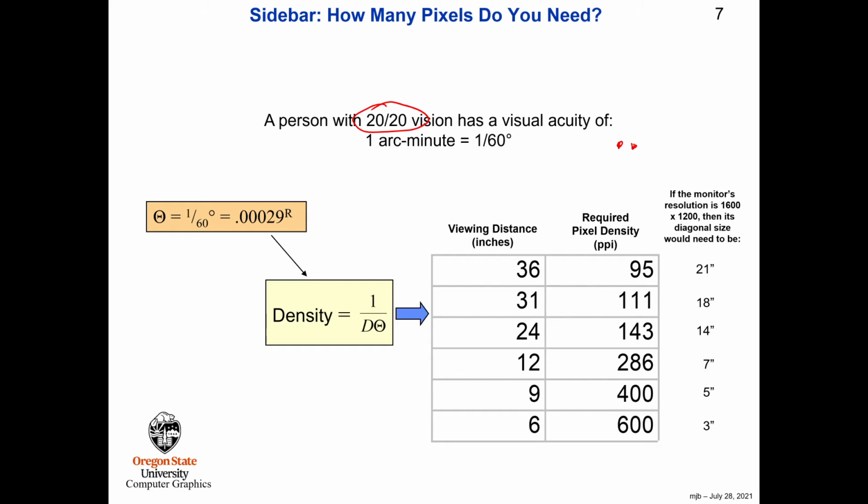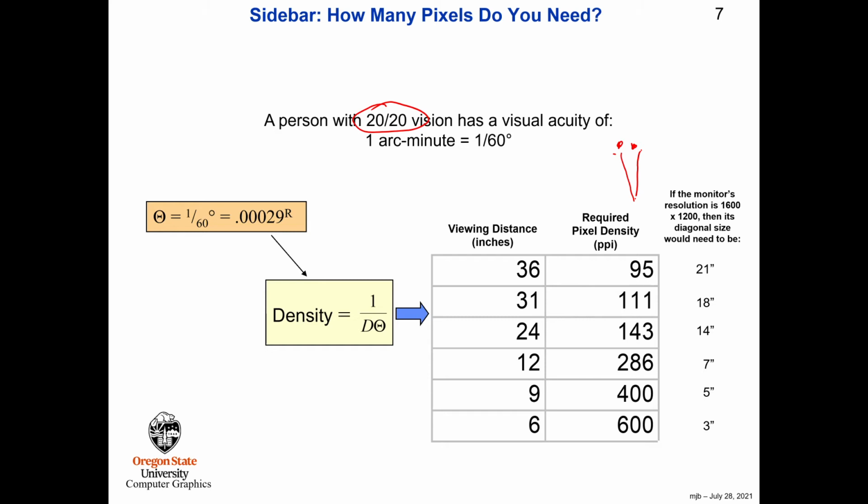If you stand far enough away that the angle between those two is greater than a 60th of a degree, then you'll see two dots. If you stand far enough away that the angle between them is less than 1/60th of a degree, you'll see one dot.